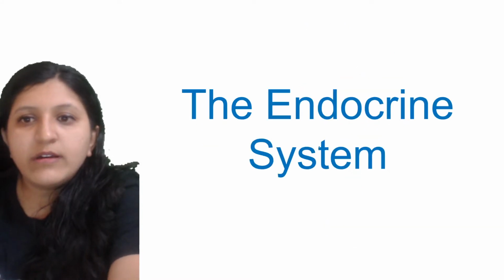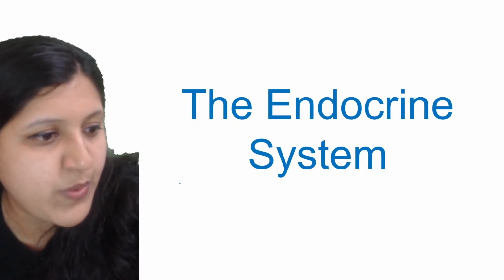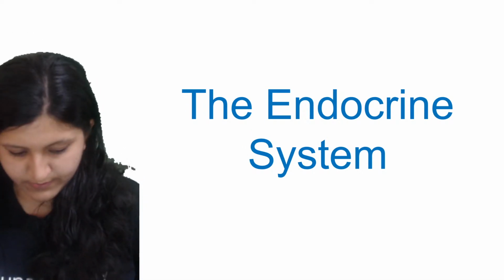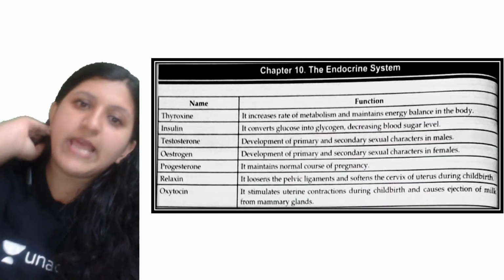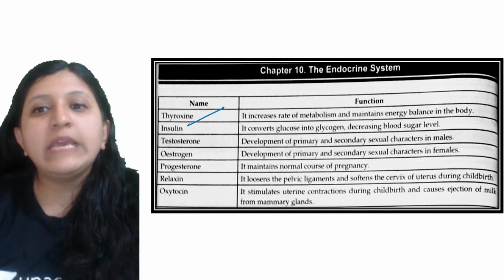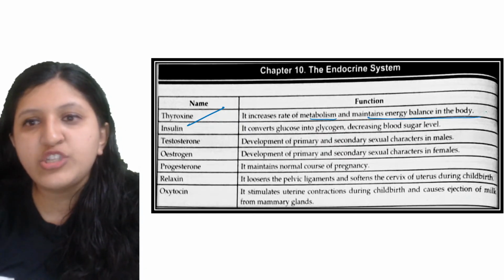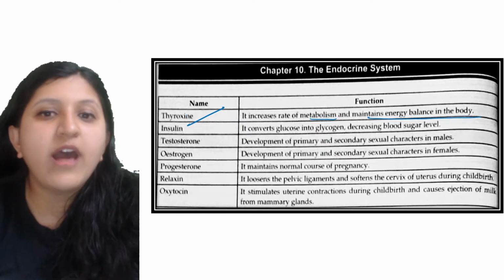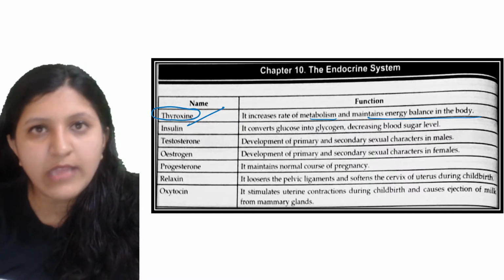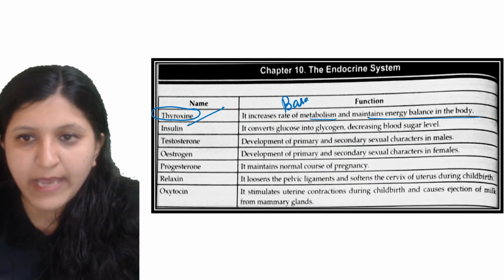Okay, the endocrine system. This is the last one that you are having, the last chapter. So let's have a look. Thyroxine hormone increases the rate of metabolism and maintains the energy balance. The thyroid gland is the one which releases thyroxine. So basal metabolism is looked after by it.